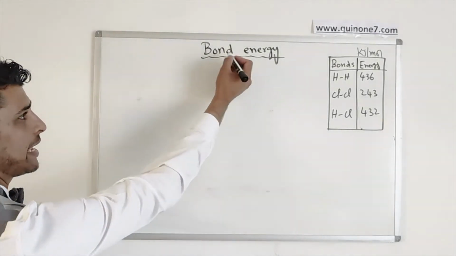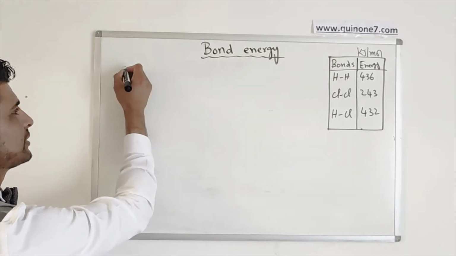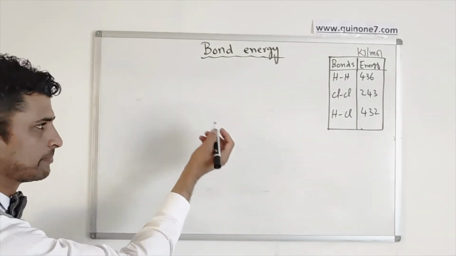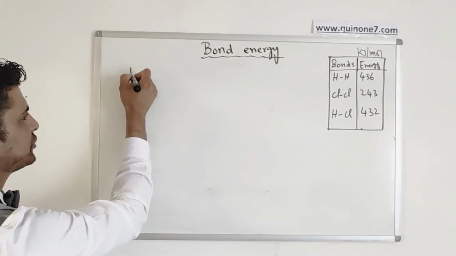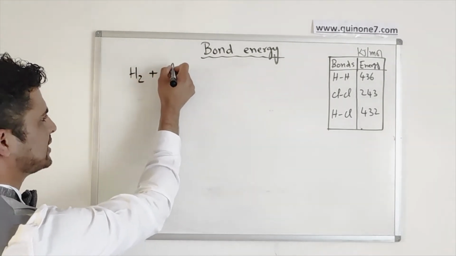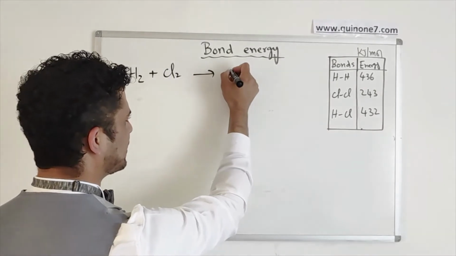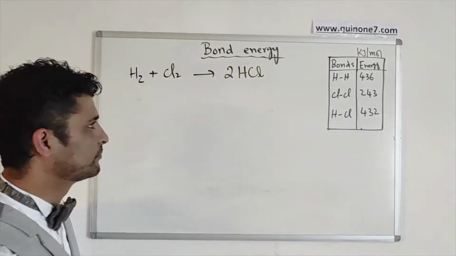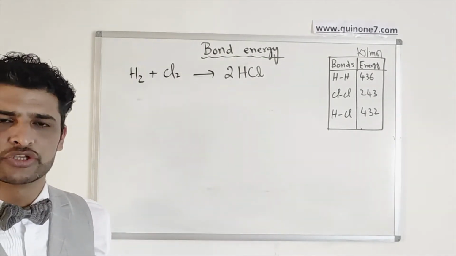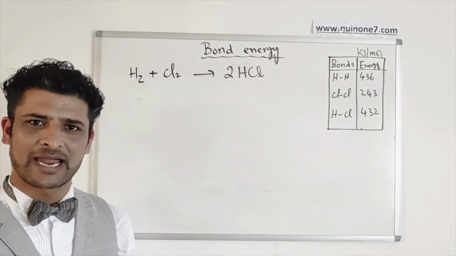Now look at the bond energy. Bond energy means the energy required to break or make the bond in chemistry. For example, if I say you have H2 plus Cl2 and you're making 2HCl, that too is to balance the equation. So in a balanced equation, you will look at the type of bond.